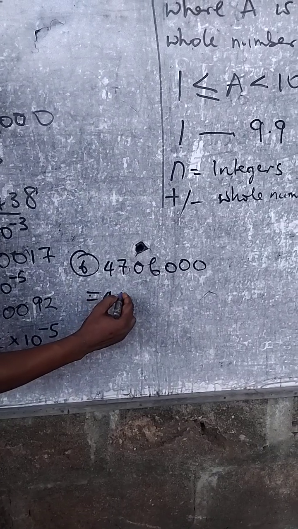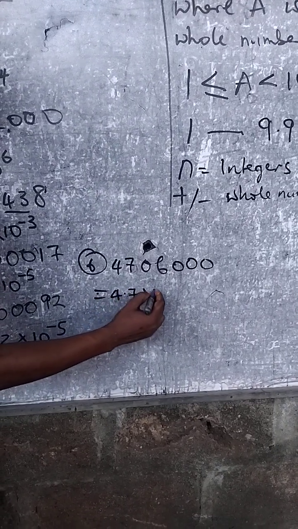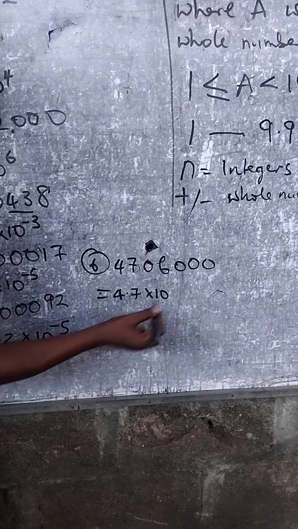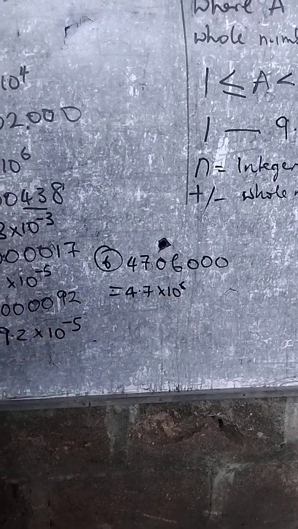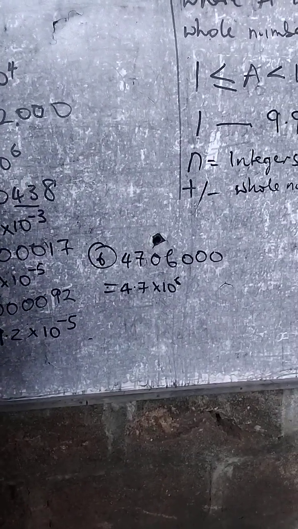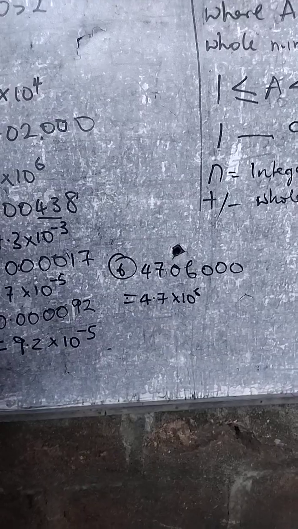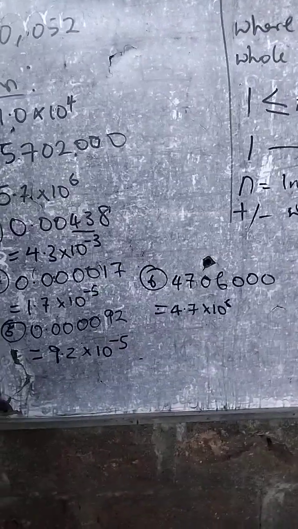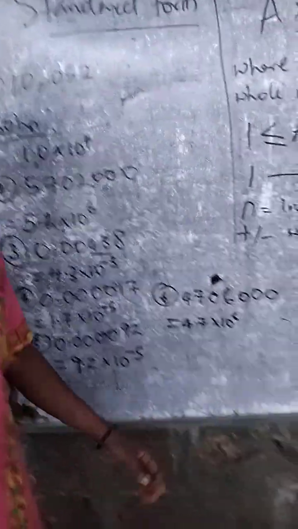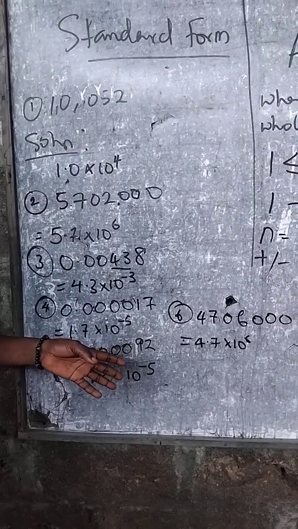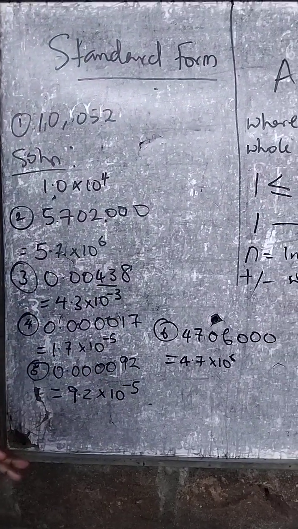You have 4.7 times 10. So is it minus 6 or plus 6? Plus 6. Who can tell me why it's plus 6? Because we are counting forward, so it's going to be a positive power. If you are counting backward, it's going to be a negative power. That will be all. Any question on it?